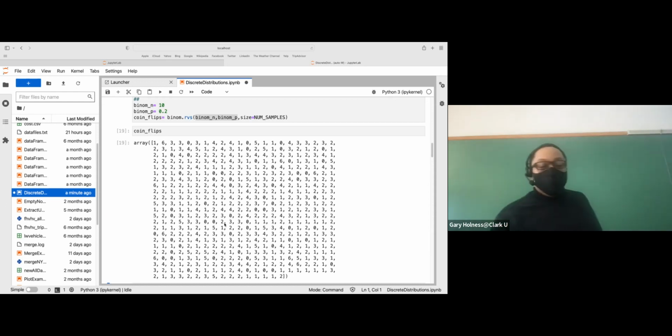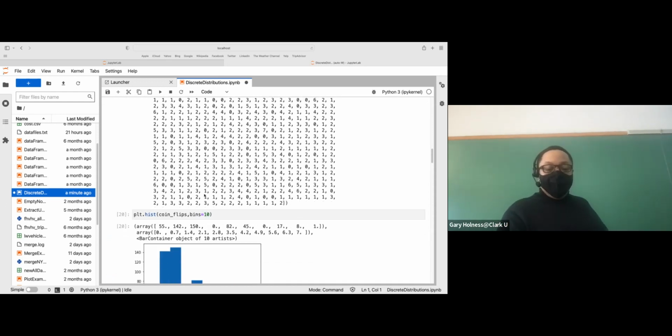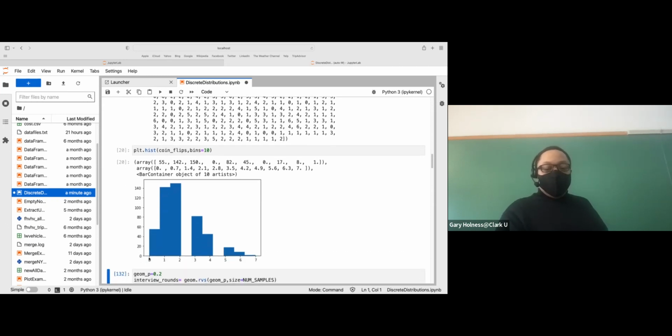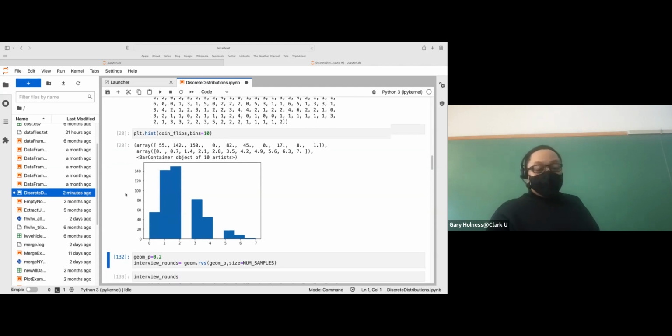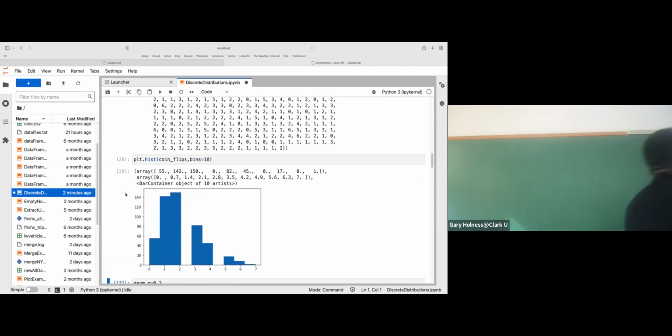Okay. And so we also can plot a histogram, and along the horizontal axis, that's the number of successes. Along the vertical axis are the counts. Does that make sense?